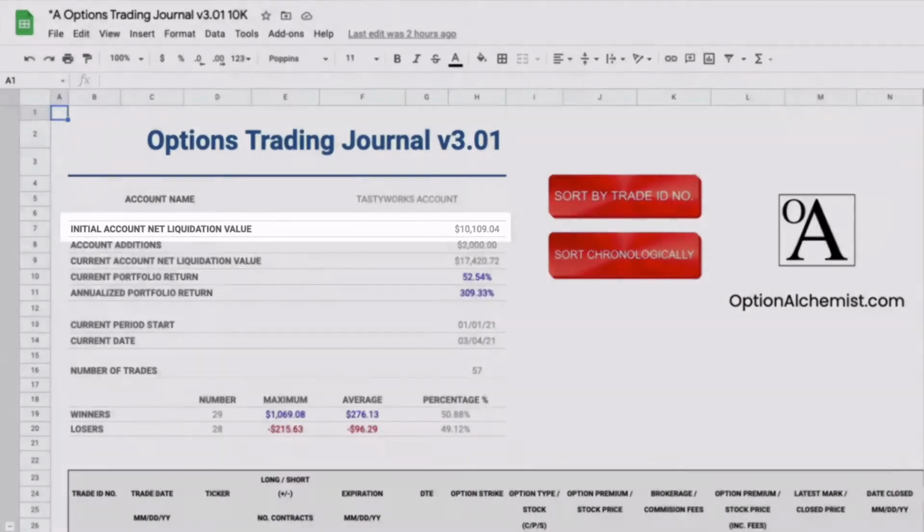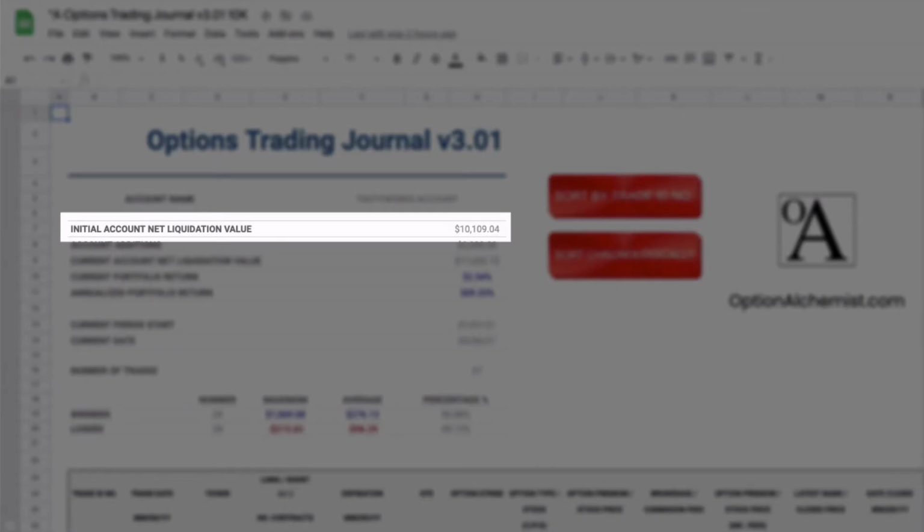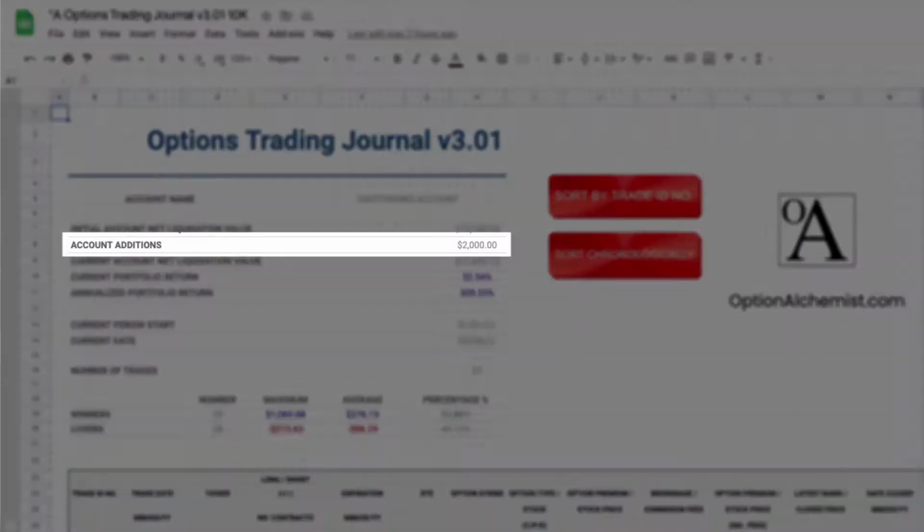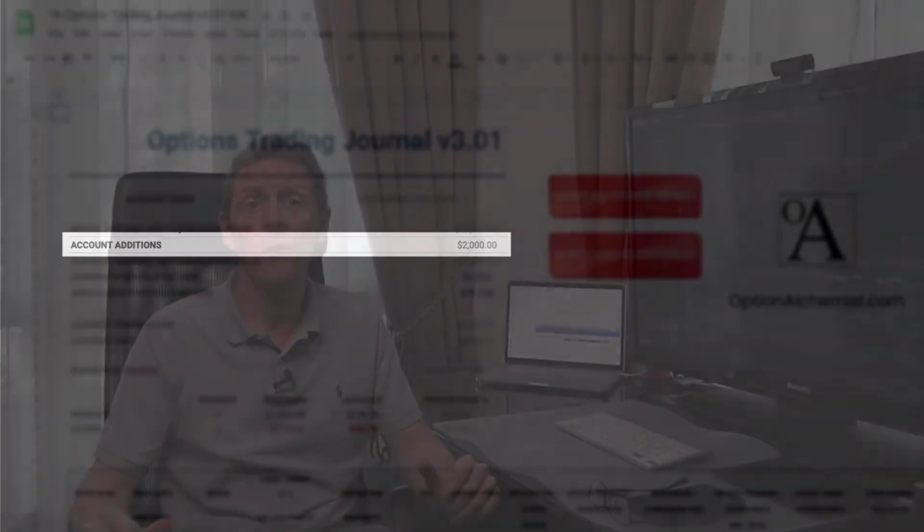Okay, so as we can see from this screenshot, the account has an initial net liquidation value of just over $10,000, $10,109.04 to be exact. By the way, this is an options trading blotter that I've written and that is available as a free Google Sheet shared file. If you're interested in journaling your trades and tracking your results, I'll include a link to the video somewhere up here. Notice that there have been additions to the account of $2,000.